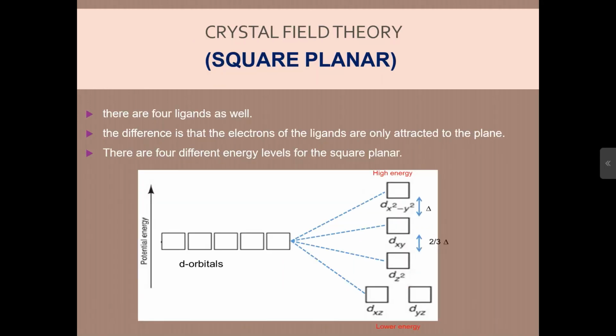And for square planar, since there are 4 ligands as well, it is the same as tetrahedral, but the difference is that the electrons of the ligands are only attracted to the plane. So there are 4 different energy levels for square planar. The lowest energy is dxz and dyz, followed by dz squared, then dxy, and the highest energy is for the orbital dx squared minus y squared.